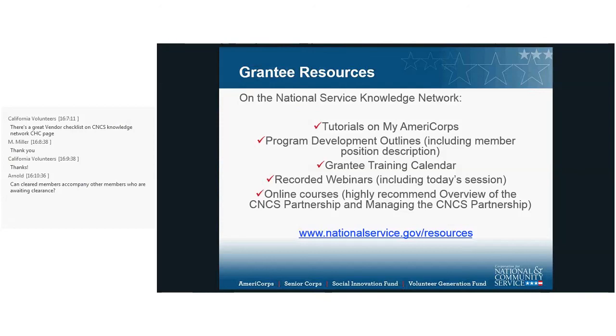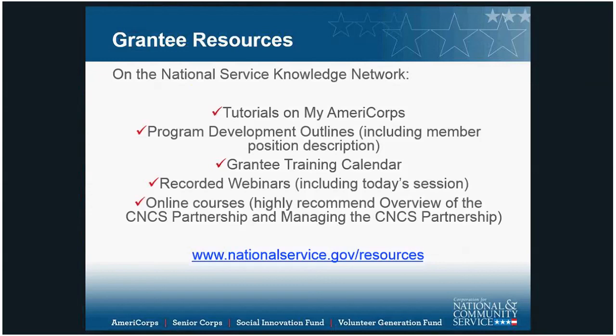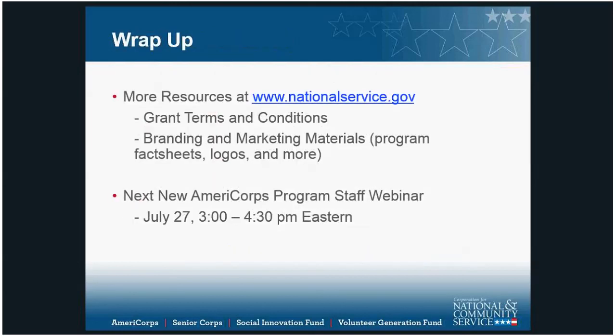There's a set of 10 very short e-courses. They're about 15 minutes each. And the 2 that I highly recommend right now for new program staff at this moment in time, one is the overview of the CNCS partnership, which goes into more detail than we provided today on our staff roles, the responsibility and the role of the program officer, the grants officer, etc. And then managing the CNCS partnership, there's a lot of good information there, in a kind of bite-sized morsel that I think is particularly useful for new staff at this moment in time. So just want to draw your attention to those resources as you are getting your AmeriCorps legs, your AmeriLegs.